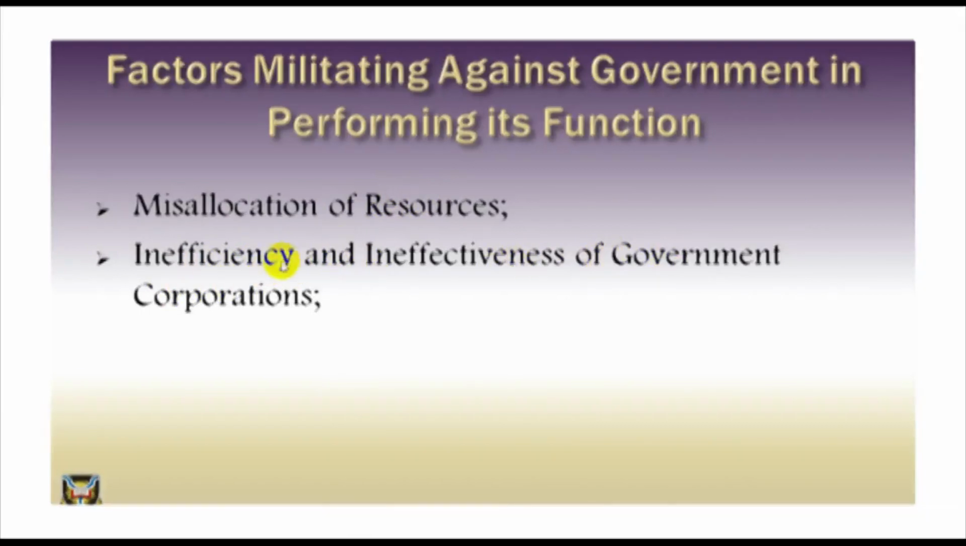2. Inefficiency and ineffectiveness of government corporations. The administration of government may not be efficient and effective enough to undertake the production and distribution of goods and services that are public in nature. 3. Inadequate resources. The government may not have enough resources, especially in an underdeveloped country, to provide the goods and services that ought to be provided by the government on the ground of publicness.